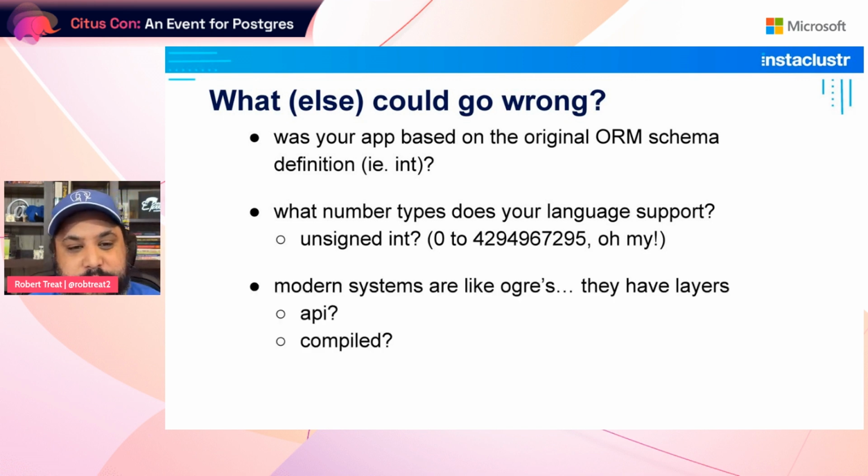to handle that. Also, as always, remember modern systems are much like ogres. They have layers. So you have to think about where these values are coming from and where they are going to. If you're backstopping an API and you haven't announced that there's going to be a change, people might expect that your numbers are going to be integers, because that's what your API says, and now you're suddenly sending different ones in.